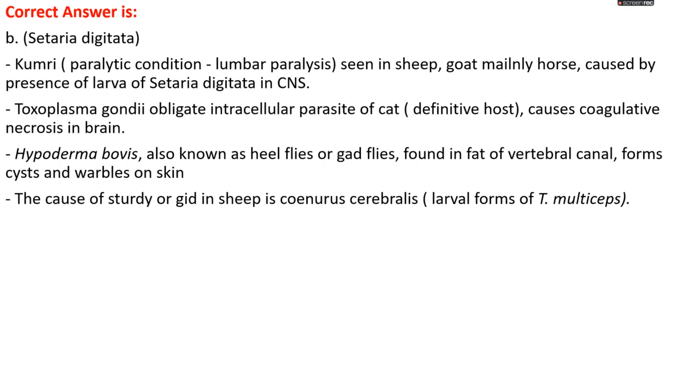Okay, while Toxoplasma gondii is an obligate intracellular parasite of cat, the cat is the definitive host. It mainly causes coagulative necrosis in the brain. Hypoderma bovis, also known as heel flies or gad flies, is mainly found in the fat of the vertebral canal and forms cysts and warbles on the skin. The cause of gid or staggers in sheep is Coenurus cerebralis, the larval form of Taenia multiceps.